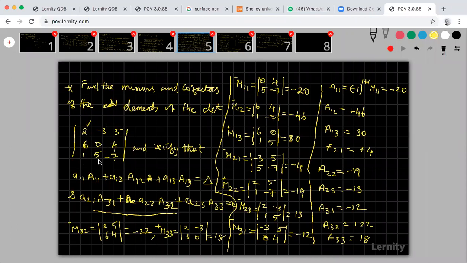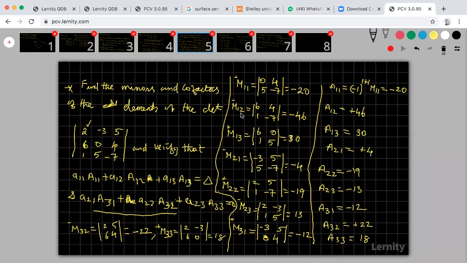Delete these two. Take the remaining 0, 4, 5, minus 7, taken in the same order, and find the determinant. This is the minor. How to find the determinant of this 2 cross 2? 0 times minus 7 is 0, and 4 times 5 is 20, but in between we have a minus. So 0 minus 20, that is minus 20.